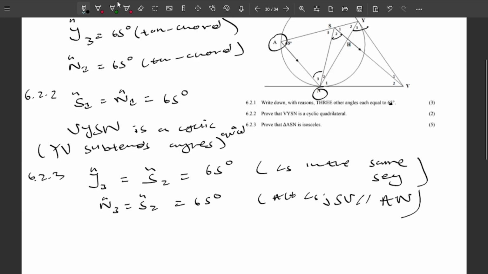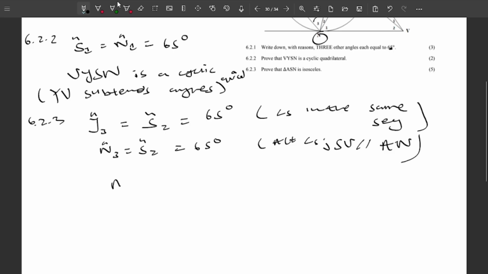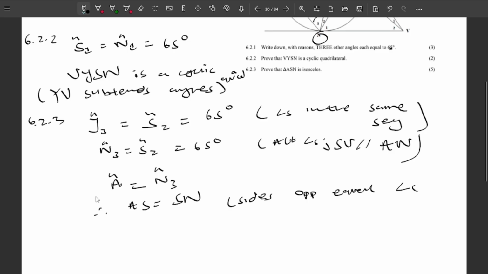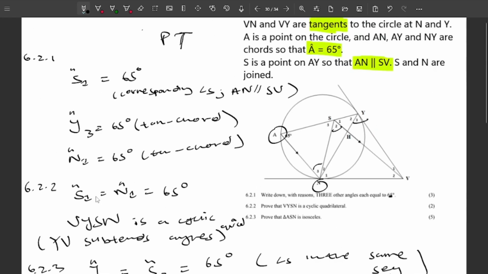Right? Cool. Now, since that is equal, this means that angle A is equals to angle N3. Therefore, AS is equal to SN. Reason: sides opposite equal angles. Then you're done. So this brings the end of this question, guys.